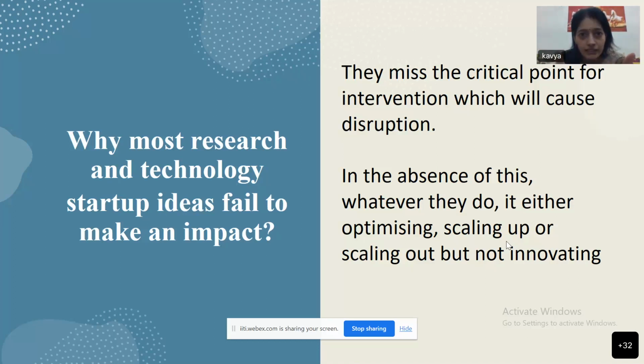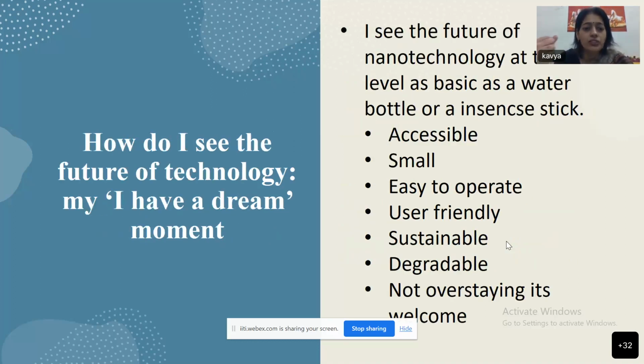And when you miss that critical point of operation, whatever you are doing, you are just either optimizing, scaling up or scaling out, but you are not innovating. Because if your innovation, if your technology pushes the world into a gray zone, into a darker zone, into a non recoverable zone, then it is not even a technology.